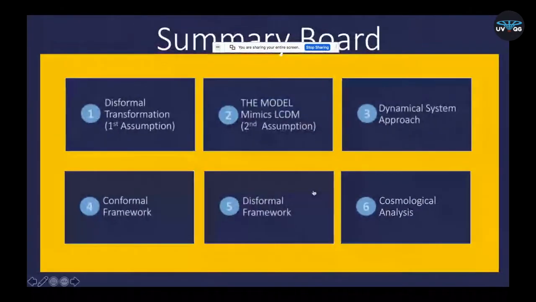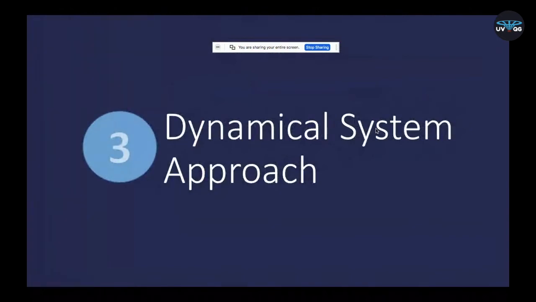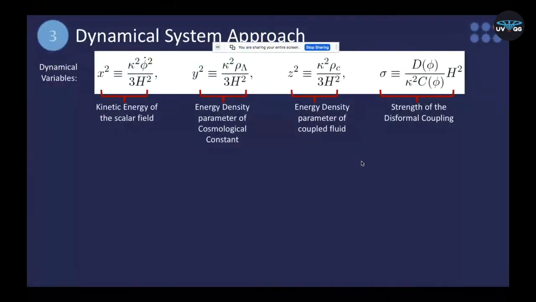Now, moving forward, we're going to apply the dynamical system approach to our coupled quintessence model. Firstly, we define the dynamical variables as such. x squared is the kinetic energy of the scalar field. y squared is the energy density parameter of the cosmological constant. z squared is the energy density parameter of the coupled fluid, and sigma measures the strength of the disformal coupling.